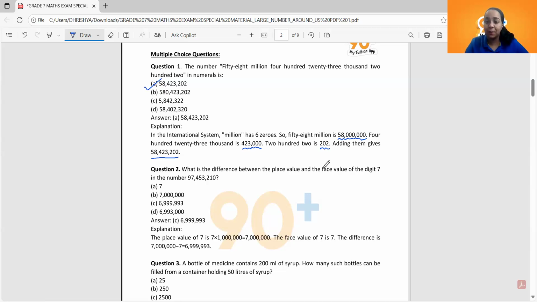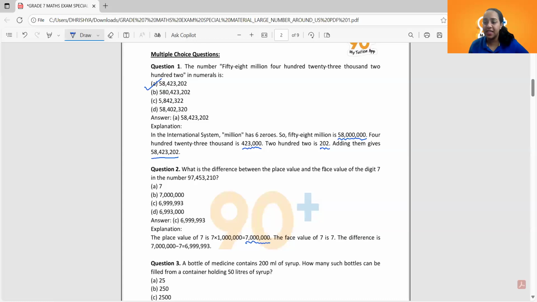Now going on to the second question. What is the difference between the place value and the face value of digit 7 in the number? Okay, which is the number? 97,453,210. I am telling in the international system. Okay. So here, first we have to find the place value of 7. Where is 7 standing here? It is in the which place? Million place, right? What is 1 million? 6 zeros. So 7 followed by 6 zeros we can write here.